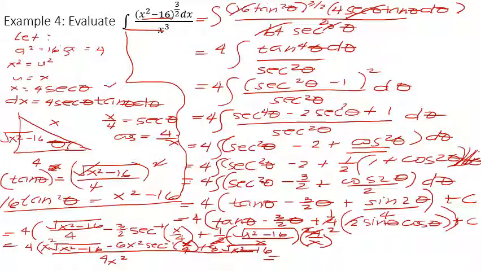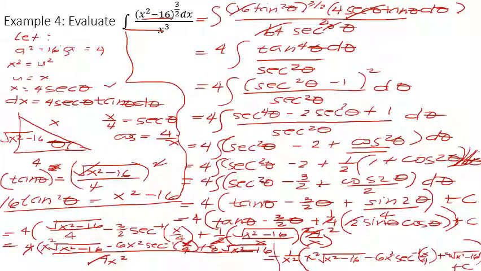So for the final answer, the 4 cancels out here, so the final answer is 1 over x squared times the quantity: x squared times the square root of x squared minus 16, minus 6x squared arcsec of x over 4, plus 8 square root of x squared minus 16, plus c. So that's the final answer, right?